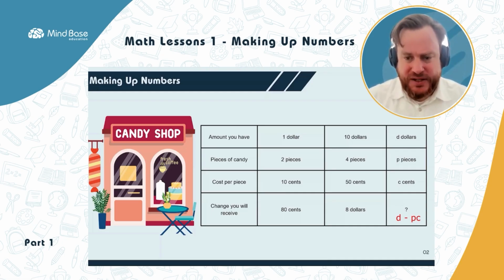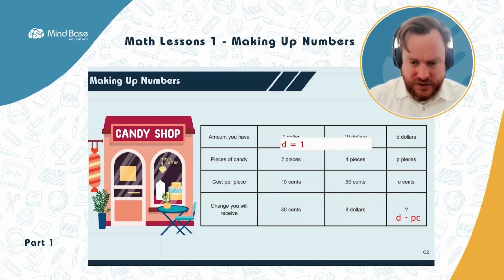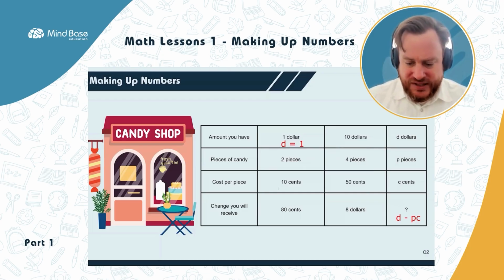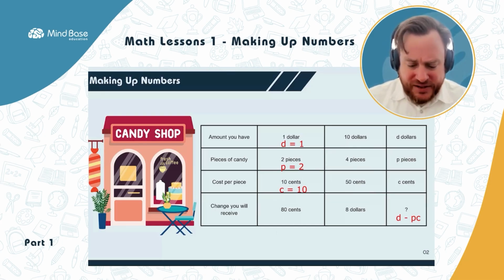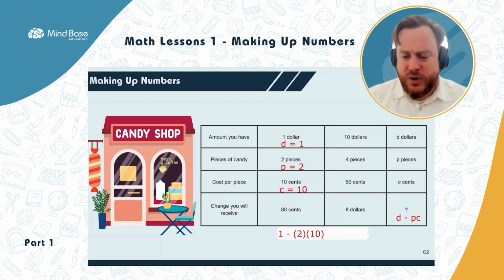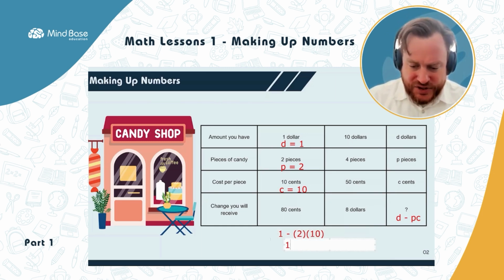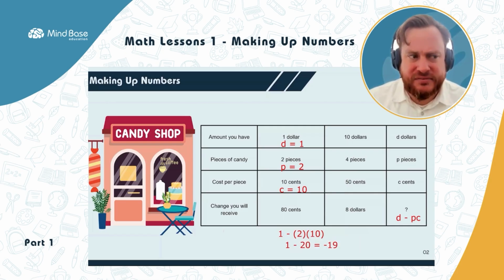Because think about it this way. If D was equal to 1, if P was equal to 2, and if C was equal to 10, I'm just taking the numbers from our first example, and we plug them into D minus P times C. You're going to get 1 minus 2 times 10, 1 minus 20, which is negative 19, right? That's not the change. That's not correct.